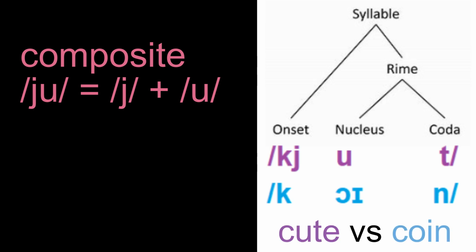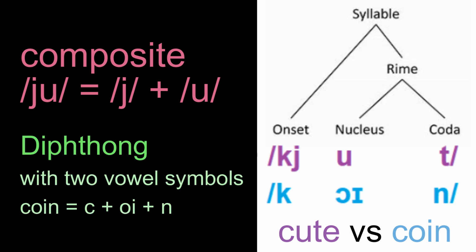Here, the vowel sound starts with the semi-vowel y and then moves into the vowel u. Since composite vowels are composed of a semi-vowel and a vowel, they can be viewed as being composed of an onset and a nucleus. But diphthongs are fully contained in the syllable nucleus.